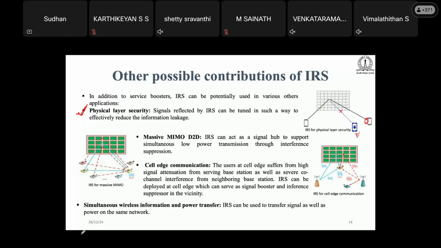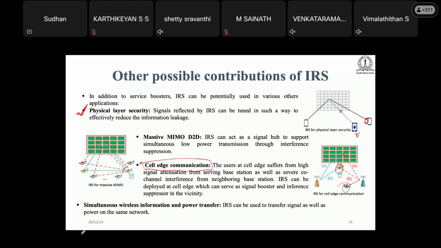Similarly, we can supply multiple users. So these are users, and we can use beamforming like massive MIMO. We can have a lot of antennas and change the direction so that we can supply multiple users. Okay, and it has a huge application in cell edge communication. So what is cell edge communication?